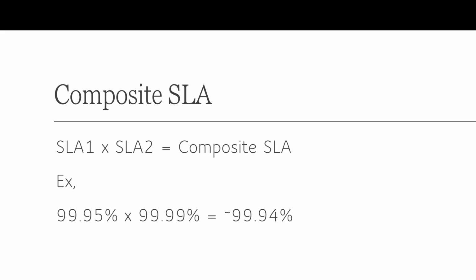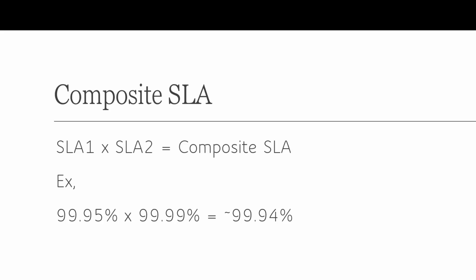These two provide you two different SLAs. Assume that you have two services, one giving 99.95% SLA, another giving 99.99% SLA. How do you tell the end user what your composite SLA is? The calculation is simple. You just multiply all the SLAs, you come up with some figure, and you put a decimal value after 2 digits, and that's your SLA.